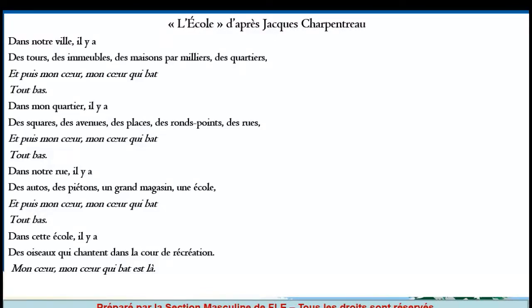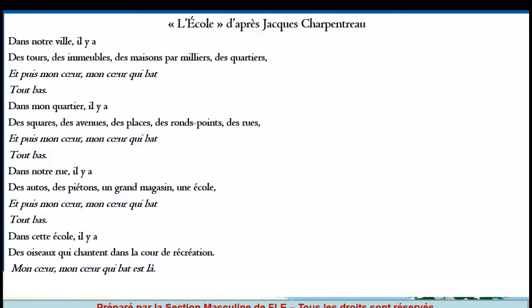Des quartiers. We have many quartiers, for example in Riyadh, we have Malaz, we have Wadi Laban. All that we call quartier. Et puis, mon cœur, my heart. Mon cœur qui bat, tout bat. Dans mon quartier, il y a des squares, des avenues, des places, des ronds-points, des rues. Et puis, mon cœur qui bat, tout bat.